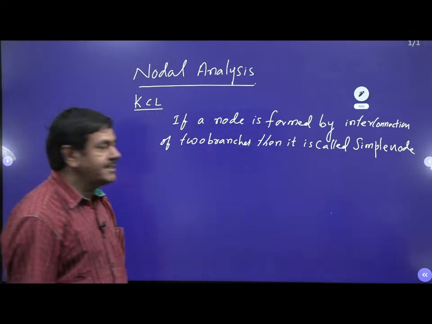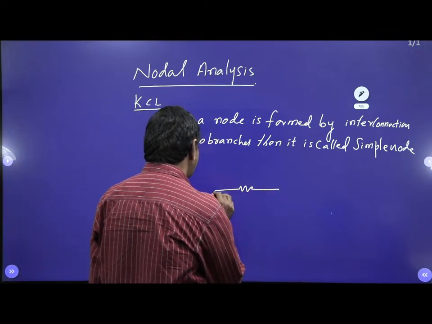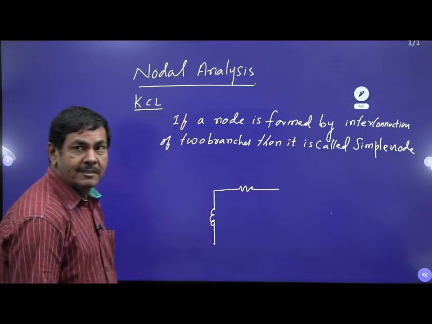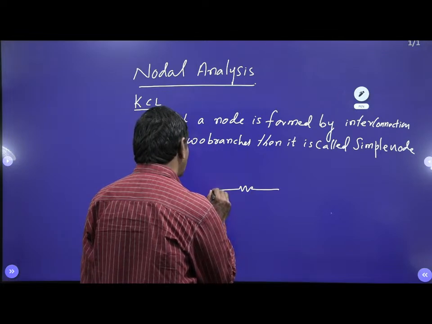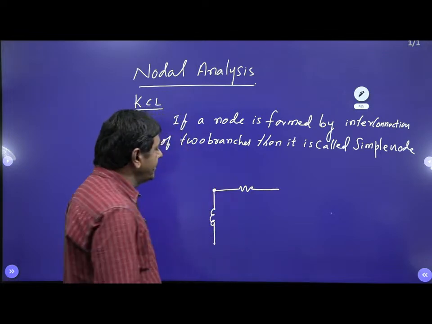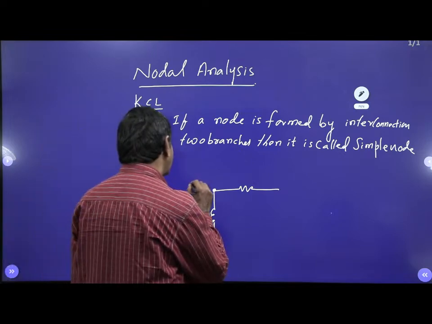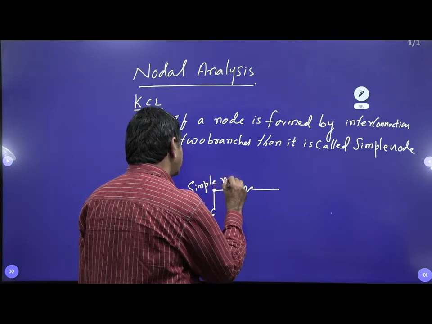Interconnection of two branches means, suppose you have taken this as one branch, and here I take one inductor like this, and one more branch is formed. If these two branches are interconnected, thereby forming one node, this node we are going to call a simple node.